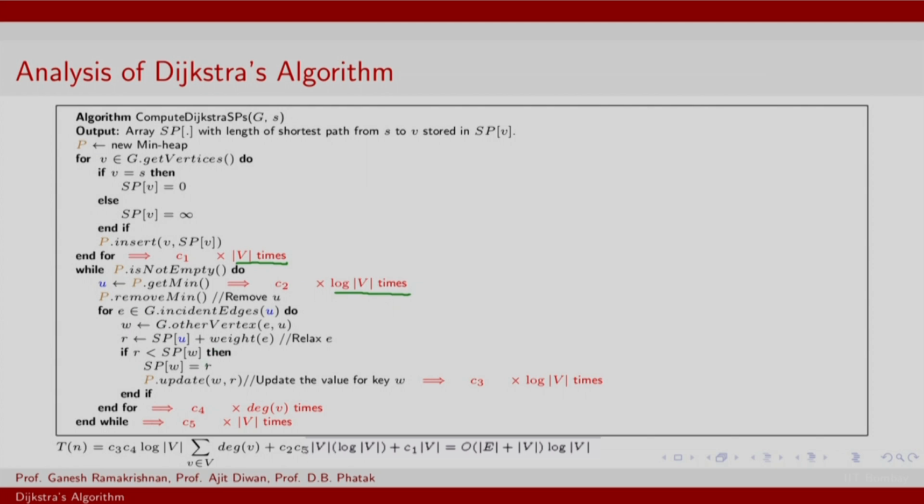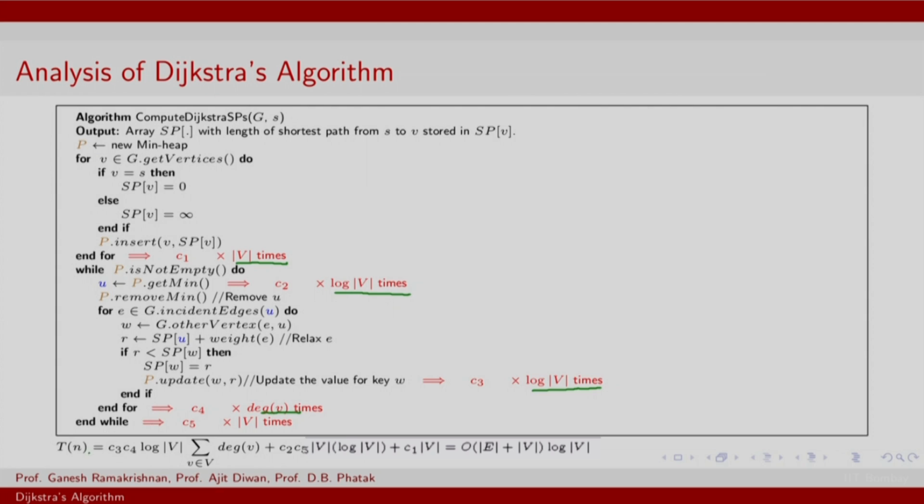Once you remove that element, you're going to scan all the neighbors of U, that is going to be accumulated across all the nodes. So we've already accounted for that, C4 times the degree of V, the neighbor of V, and this is going to happen for every node. And then we also have an update call where you update the weights corresponding to all the neighbors. So this overall is basically for every node, log V times. So the multiplication is between this log V and the degree summed across all the nodes.